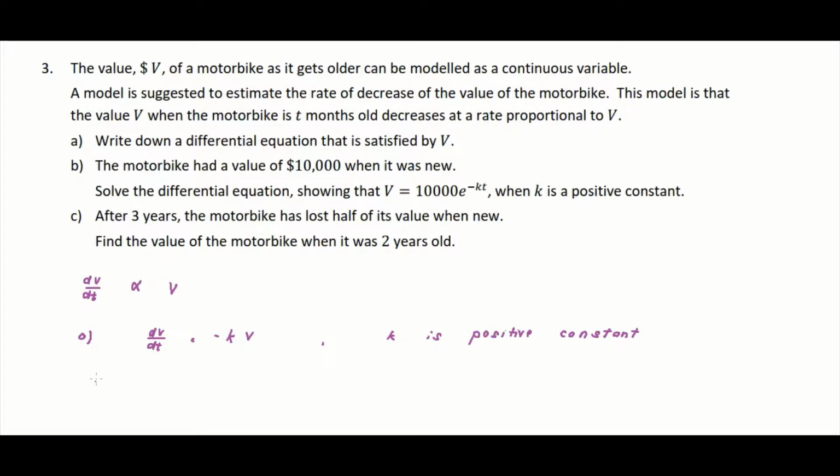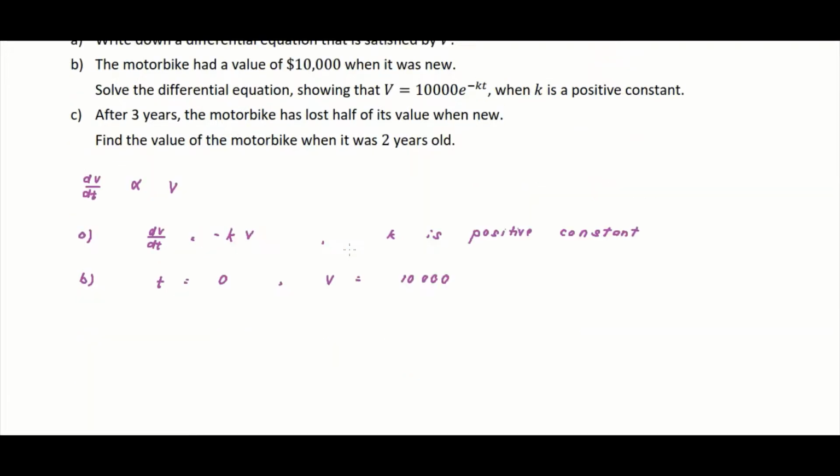All right, so B, the motorbike had a value of 10,000 when it was new. So what does that mean? It means that when the time is 0 months, when the bike is 0 months old, the motorbike is new. So when the motorbike is new, the value is 10,000. Solve the differential equation showing that V equals 10,000 e power negative kt, where k is a positive constant. So we need to solve the differential equation again.